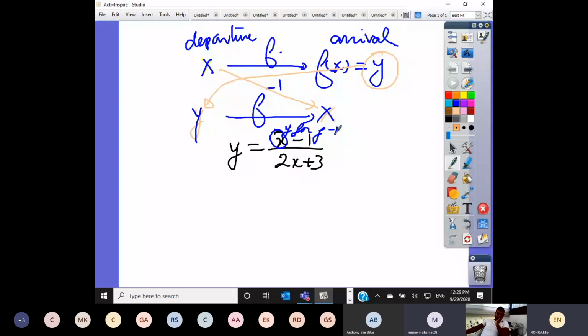مظبوط هيدي بتصير x. مشان هيك بكتب x equals (y minus 1) over (2y plus 3) and then I find f minus 1 of x. وضحت هلا؟ yes sir وضحت.